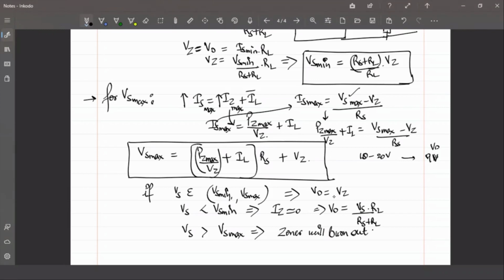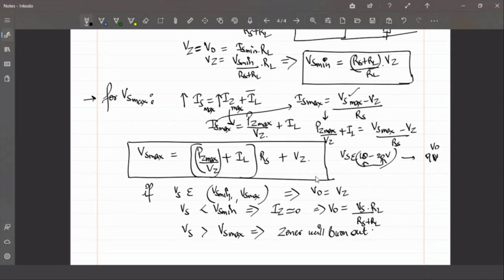And Vs is varying between these values. So this range of input variation is allowed by the Zener. That means if the input varies in this range, you are still getting an output voltage which is fixed. This is known as line regulation.